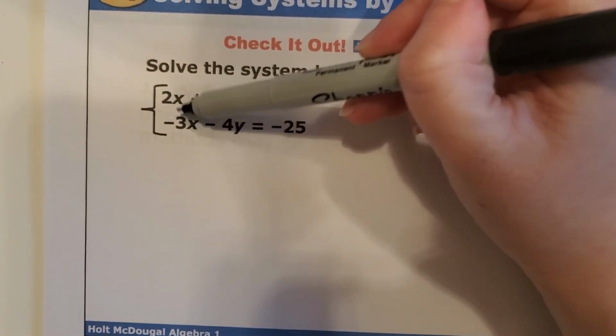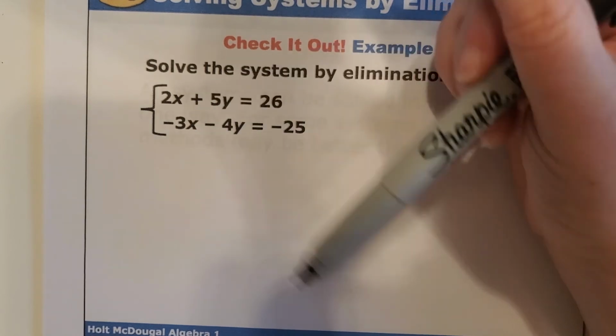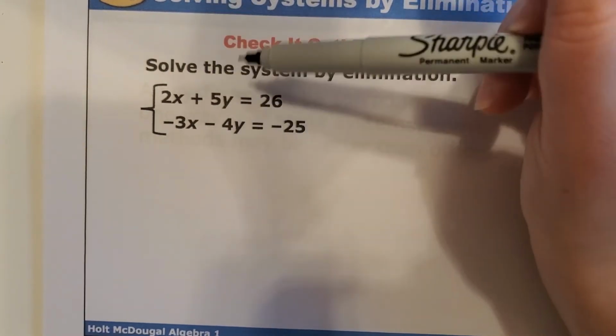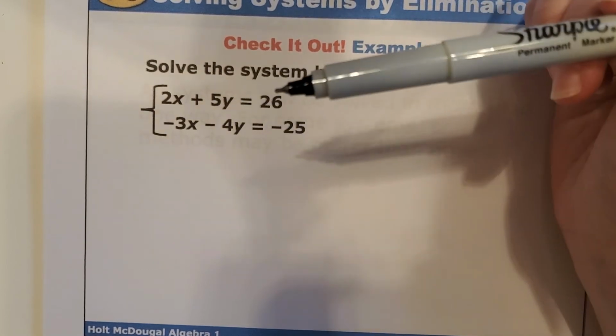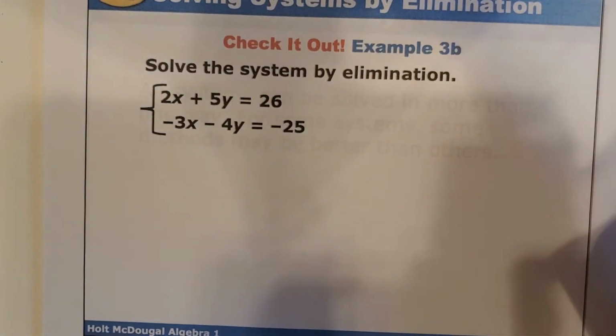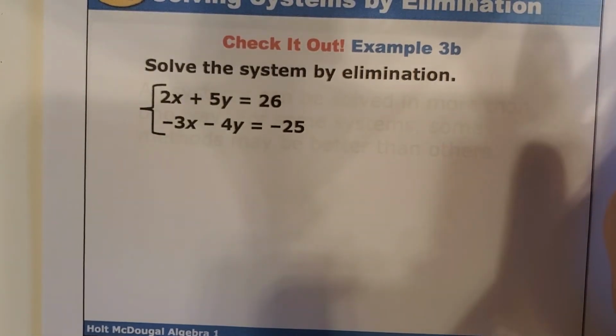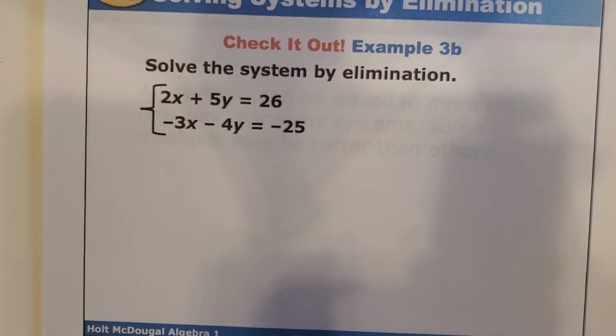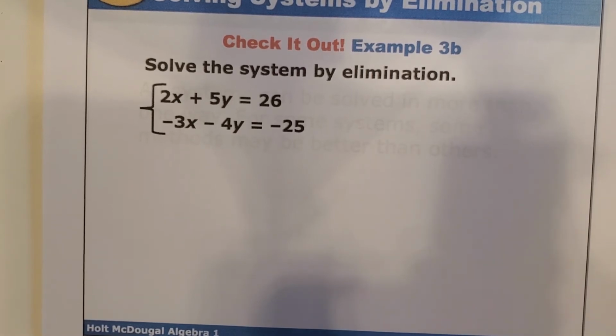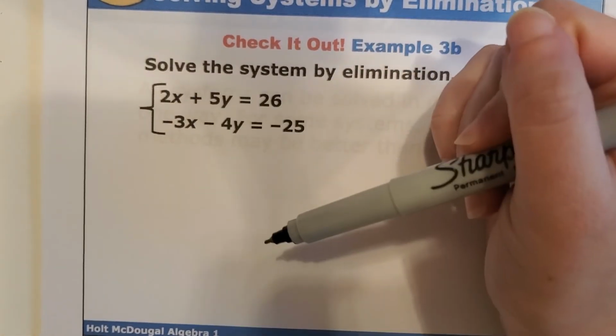What would the coefficient have to be for the x's? What's the least common multiple of 2 and 3? It's 6. What's the least common multiple of 5 and 4? 20. In the grand scheme of things, it really doesn't matter which x and which y you pick. Personally, 6 is smaller than 20. So if my coefficient is going to end up being 6, those numbers are going to be a whole lot smaller than the ones I would get if the main coefficient was 20. So I'm going to go with the 6, which means I'm going to go with the x's to eliminate.